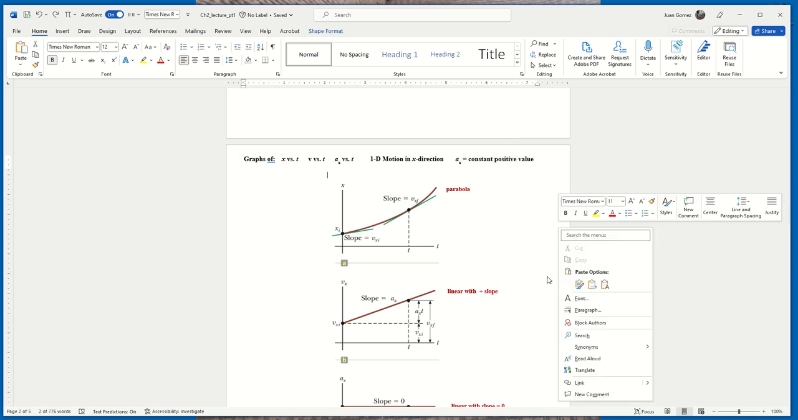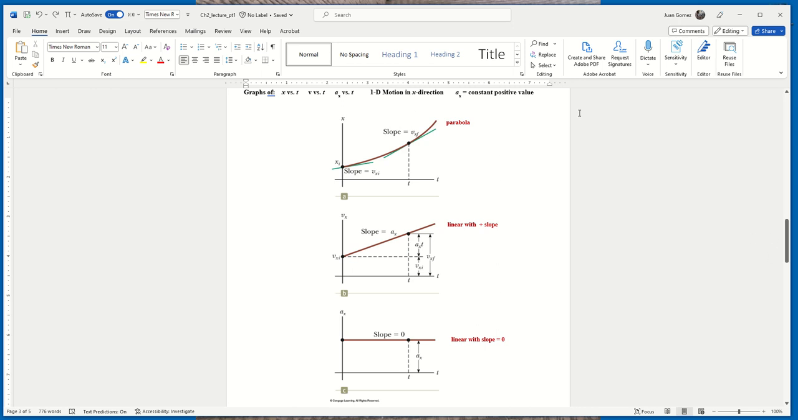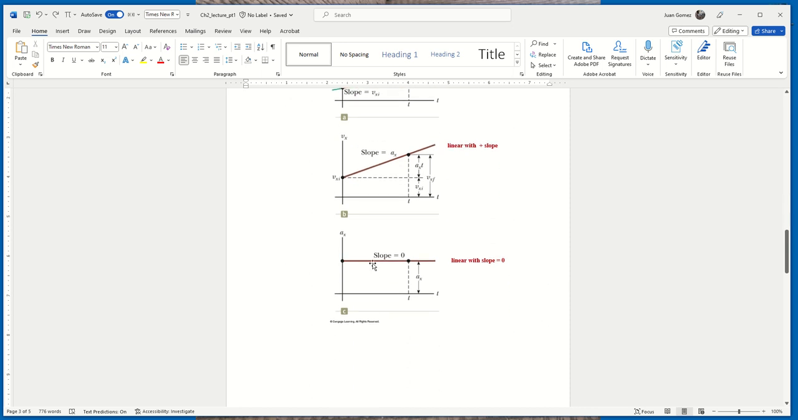Let's look at the graphs if a_x is constant, but it's positive. Here the first graph is the distance, x versus t. Notice it's a parabola, the maroon curve. Now let's look at the second graph, the v versus t graph. Remember, in this case, the acceleration is constant, but it's positive. So the v versus t graph is going to be linear with a positive slope. And the a versus t graph is going to have a slope of 0 because a is constant. It's not changing with time. It's remaining at the same positive value no matter what. So it's linear with a slope of 0.